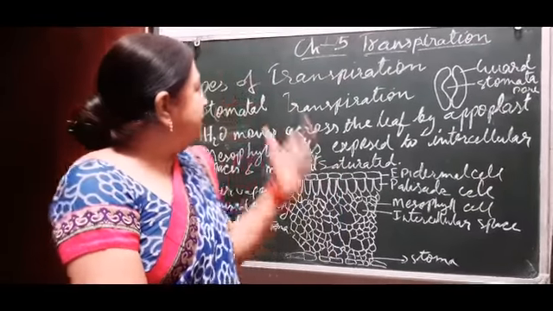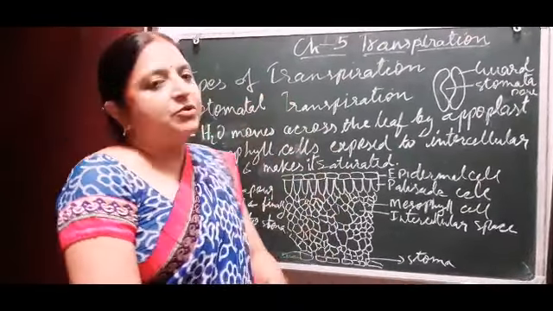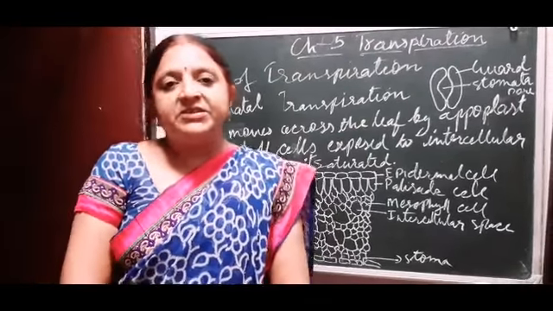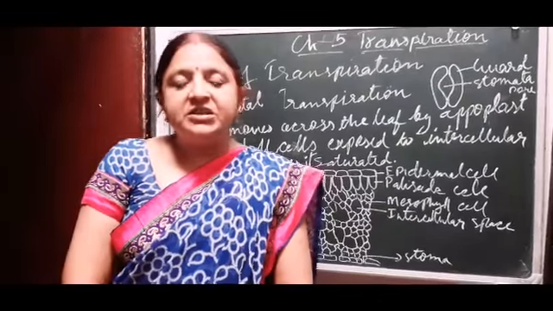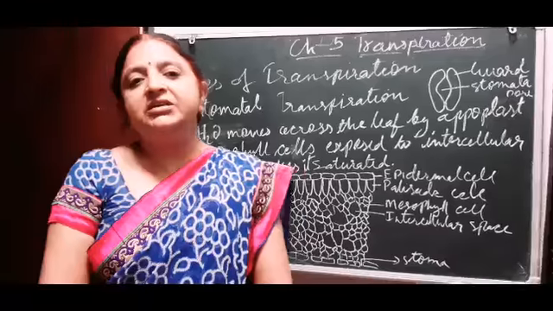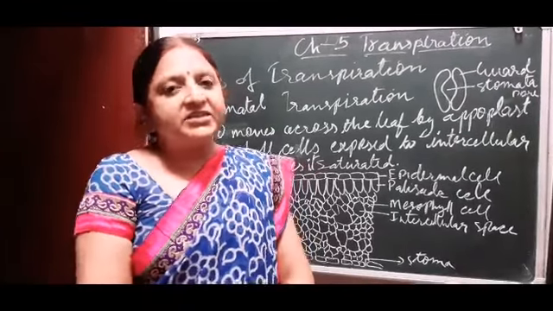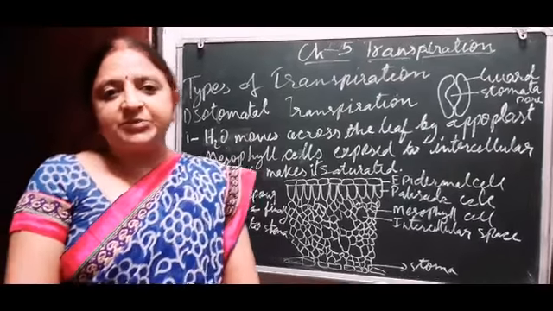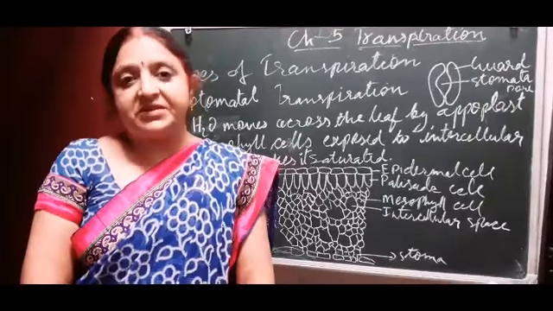Now today I will teach you about the types of transpiration. There are three types: first is stomatal transpiration, second is cuticular transpiration, and third is lenticular transpiration. Now let's start with stomatal transpiration. Stomatal transpiration is the transpiration which takes place through the stomata.